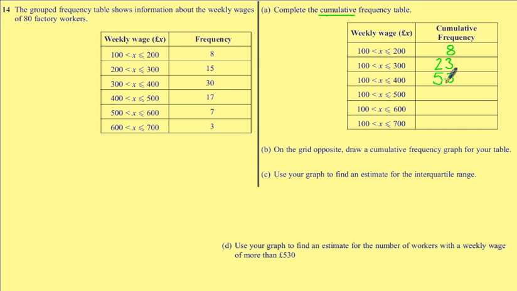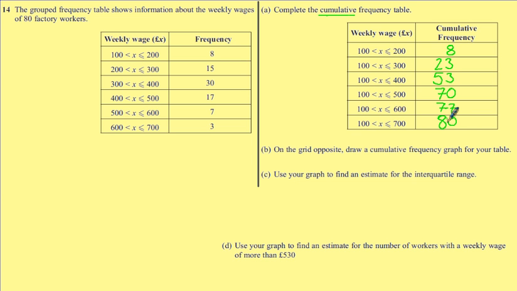And you can guess what we're going to do now. It's all the way up from 100 to 500, so it's the sum of the first 4. Well, I've already got the sum of the first 3, that was 53, just need to add on the latest one, which is 17, which makes me up to 70. Add on the 7, takes me to 77, and add on the 3, takes me to 80.